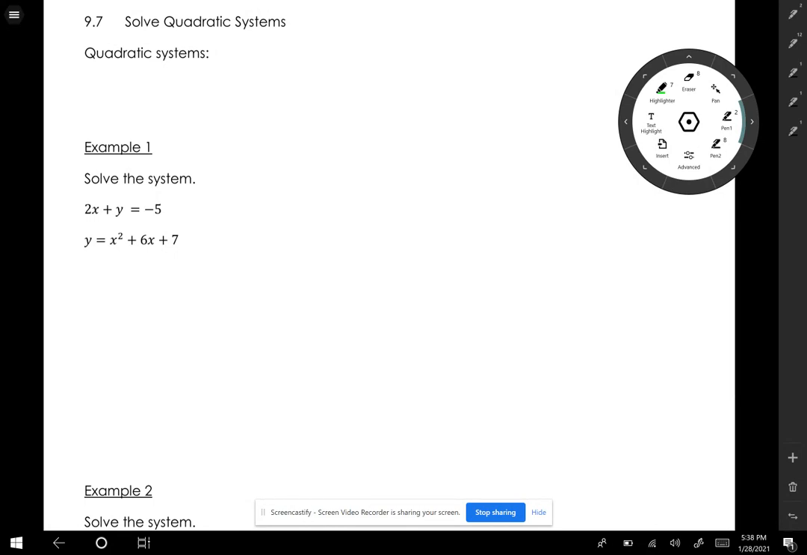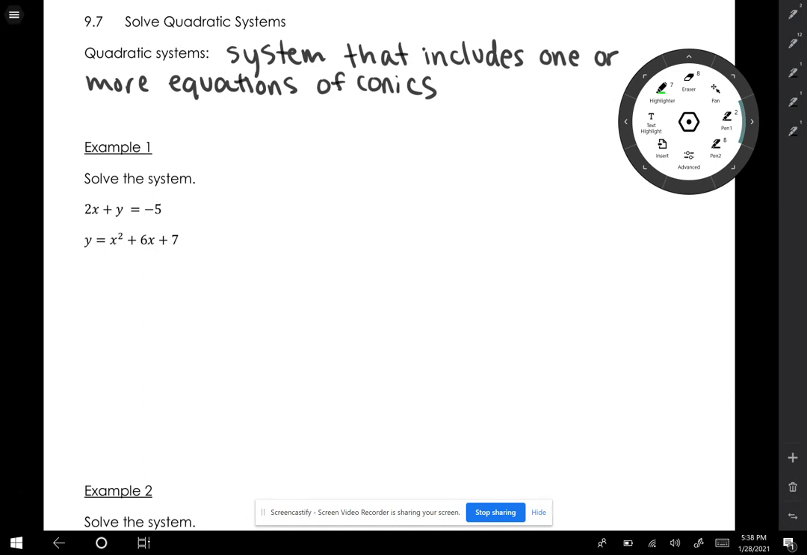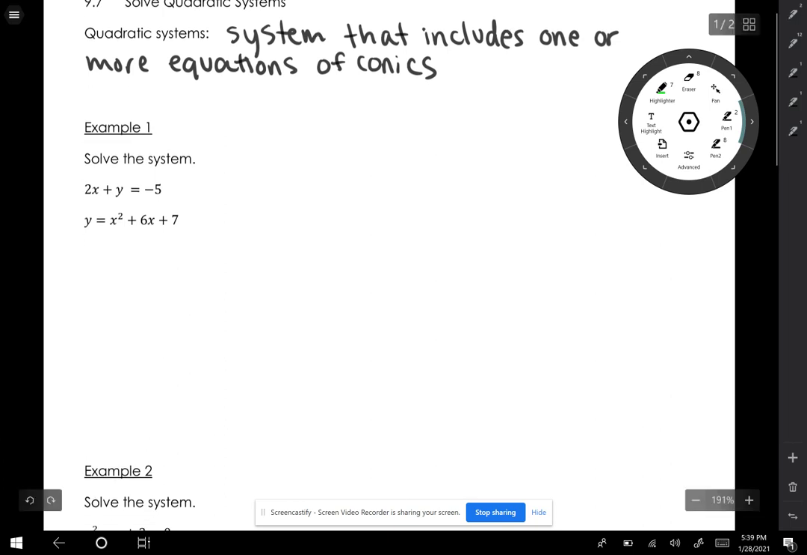First, let's go over what a quadratic system is. This is a system that includes one or more equations of conics. So you have two or more equations in a system, and when it's quadratic, at least one of these is a conic. Let's look at the first example.